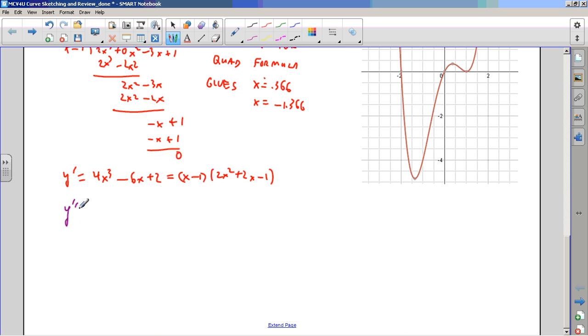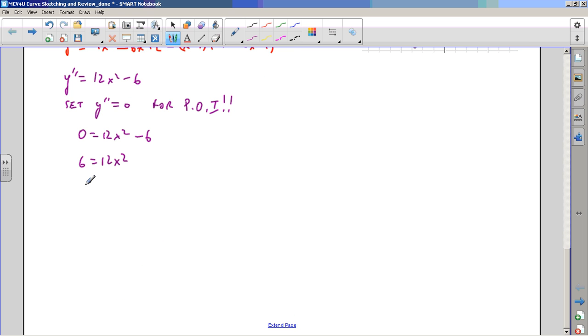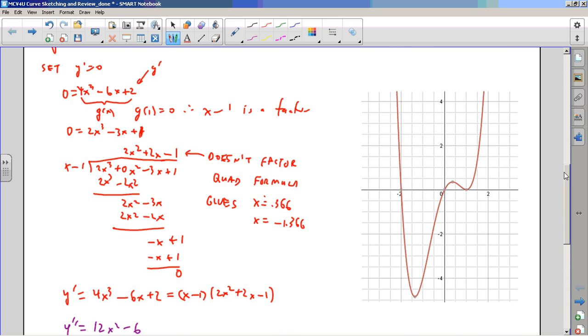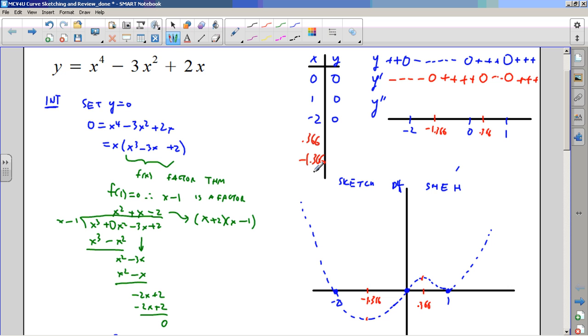So my second derivative, 12x squared minus 6. What are we looking for when we set the second derivative equal to 0? Right, for points of inflection. So then we have 0 equals 12x squared minus 6. Divide both sides by 12. Tidy up, square root. And that gives me some more values to add to my graph and my sketch: 1 over the square root of 2 and negative 1 over the square root of 2.